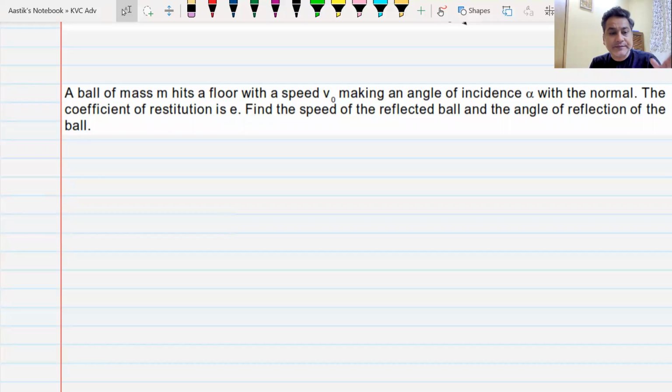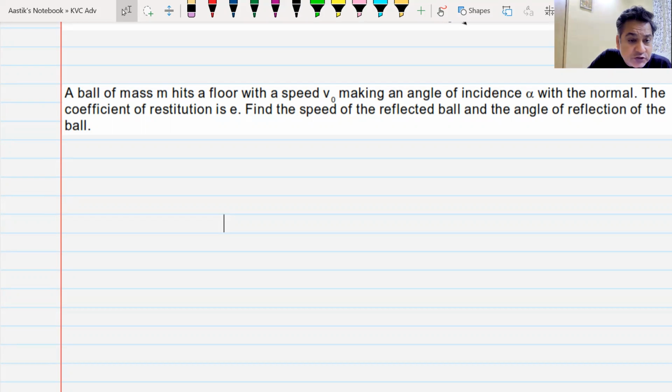A ball of mass m hits the floor with a velocity v naught, making an angle of incidence alpha with the normal. The coefficient of restitution is E. Find the speed of the reflected ball and the angle of reflection, so at what angle it rebounds.